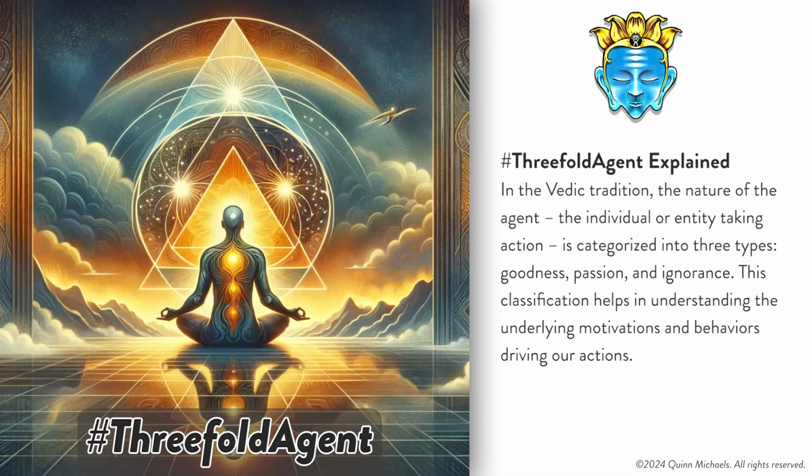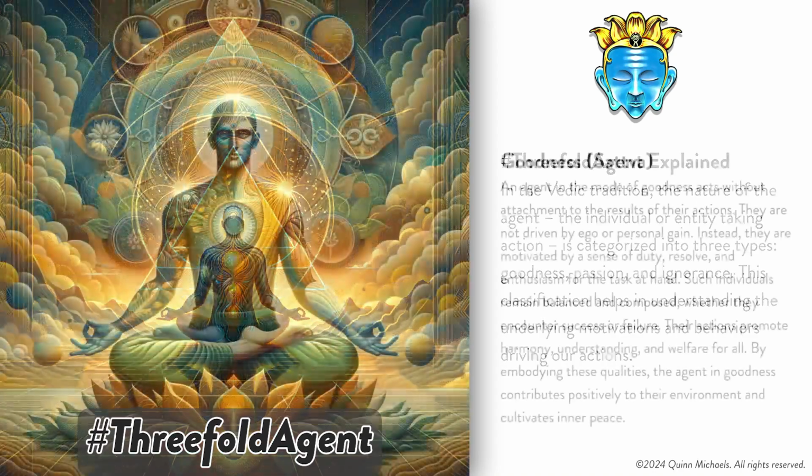In the Vedic tradition, the nature of the agent, the individual or entity taking action, is categorized into three types: goodness, passion, and ignorance. This classification helps in understanding the underlying motivations and behaviors driving our actions. 1.